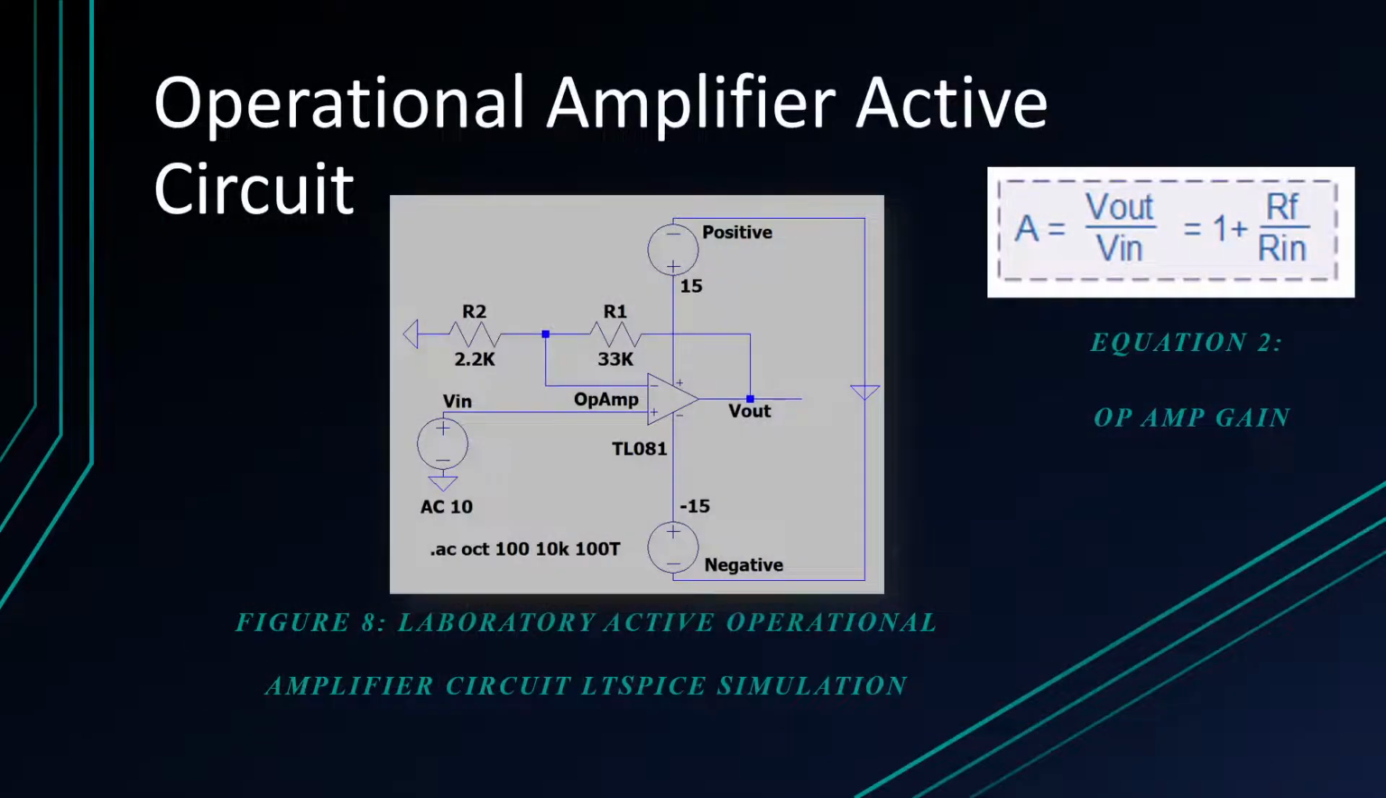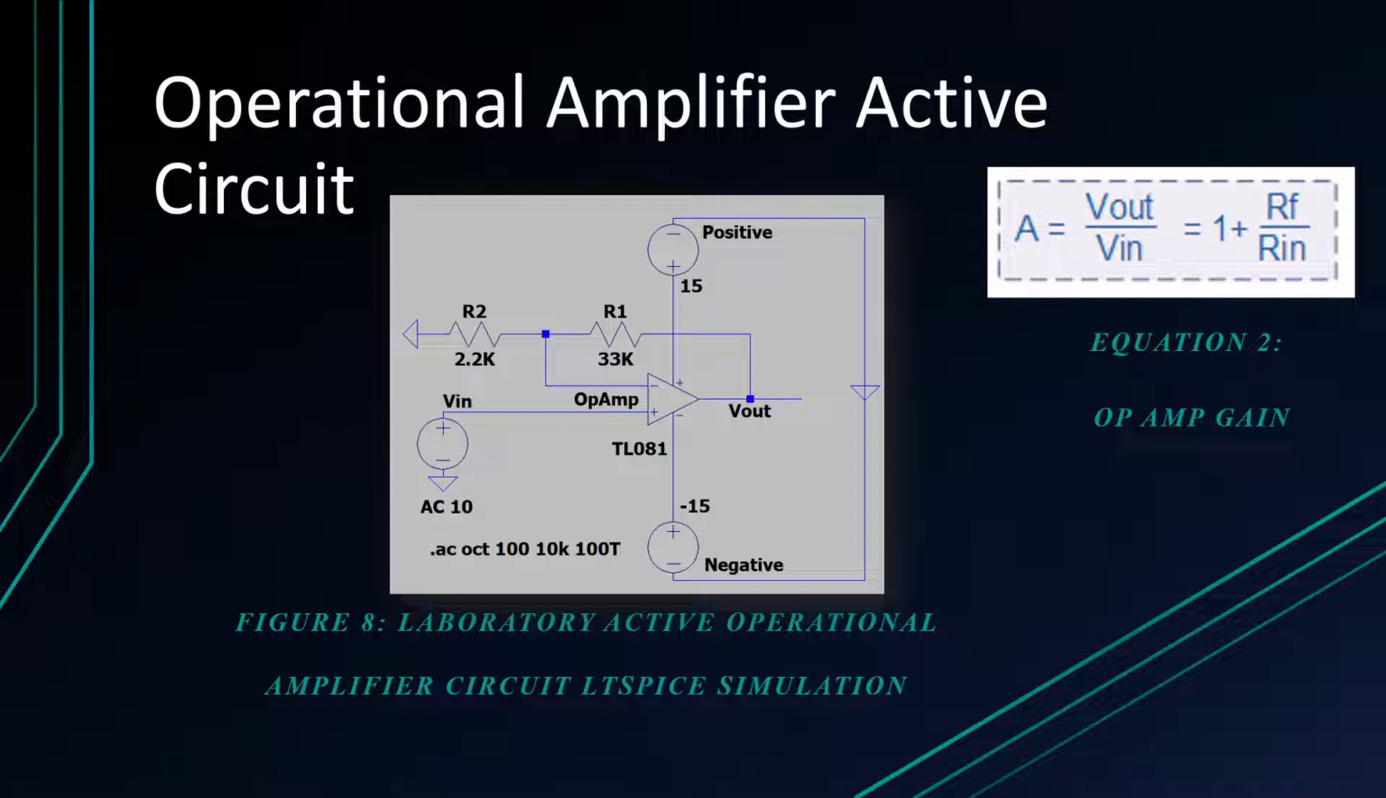Up next, we're going to talk about our other circuit, which is an op-amp circuit made of a TL081 circuit and powered by 15 volts on the positive and the negative terminals. The voltage is a sinusoidal wave, it's 10 AC volts, and the circuit is made out of two resistors, which are 33K and 2.2K.